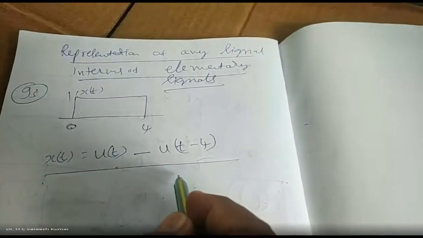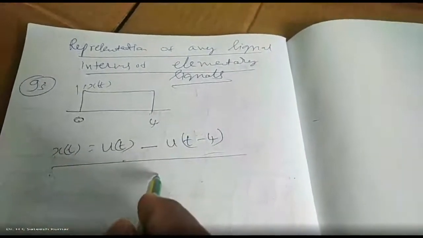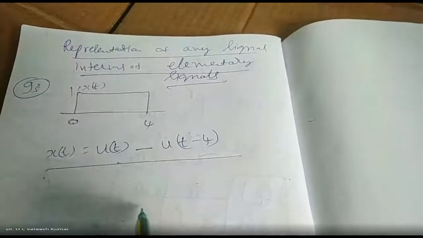You can use any of them. Here the step is easy, that's why I'm using the step. I can't represent it using a delta function. Okay, right?